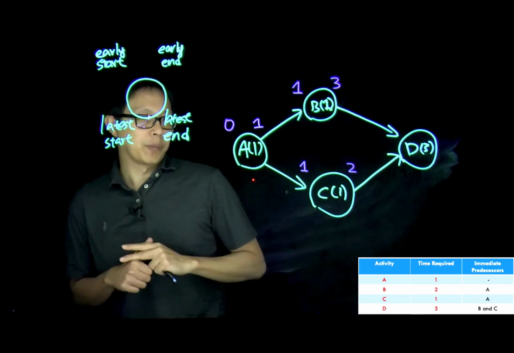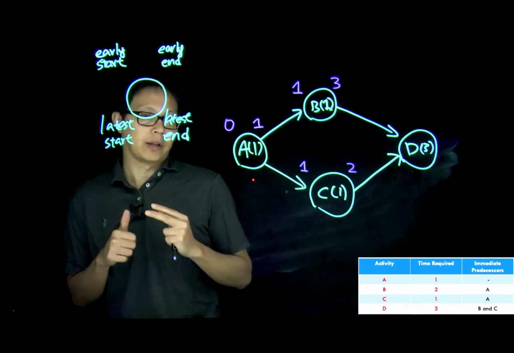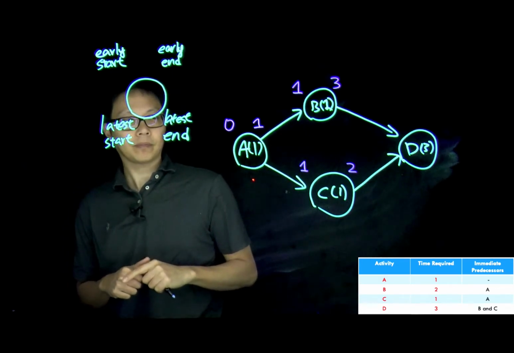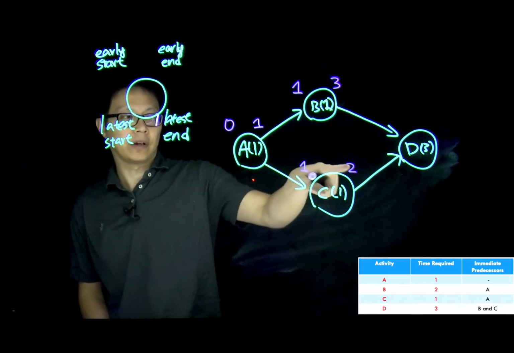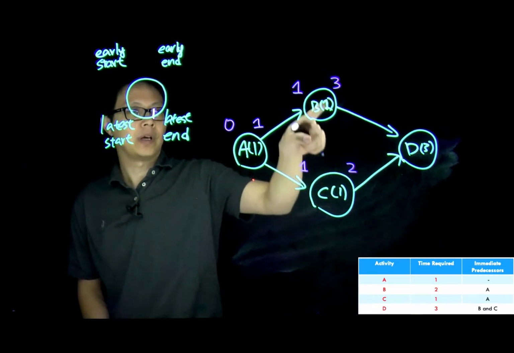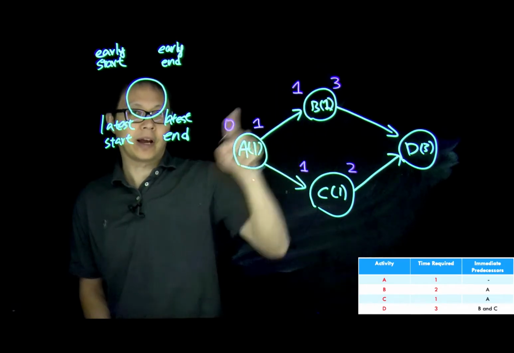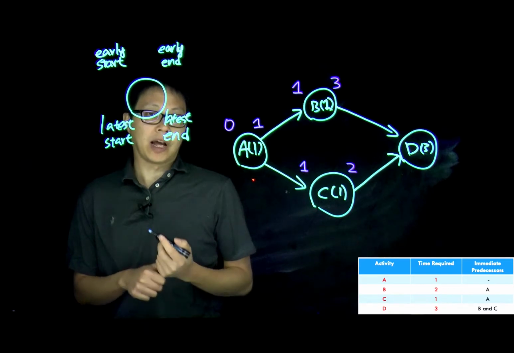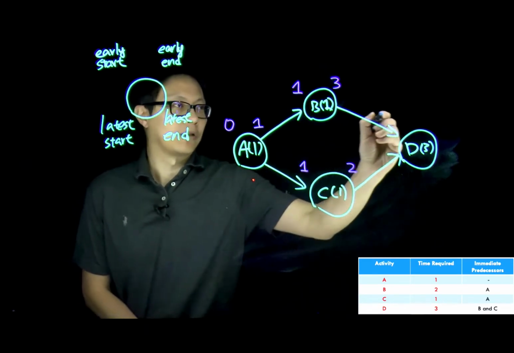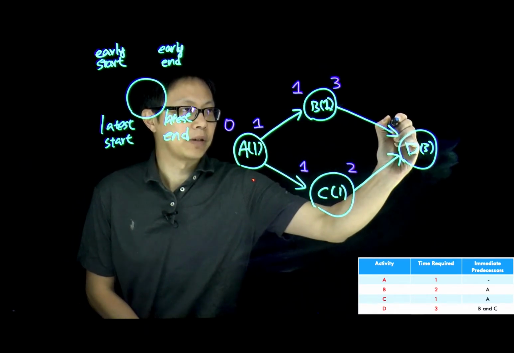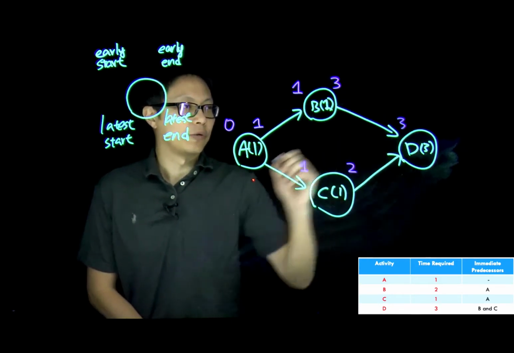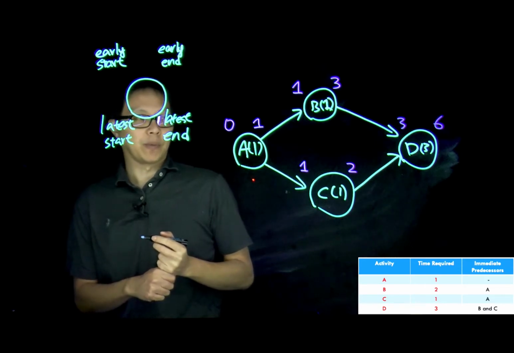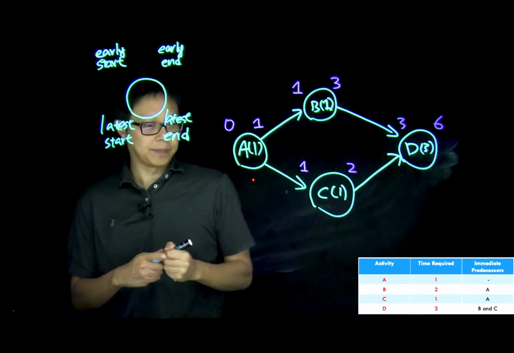The very next node will be D. We cannot work on D until we finish B and C. C can be done at time 2. B will be done at time 3. In other words, we will not be able to start to work on D until we finish B. So the earliest time we can start to work on D will be 3. The duration will be 3, which means we will be able to finish D at time 6.